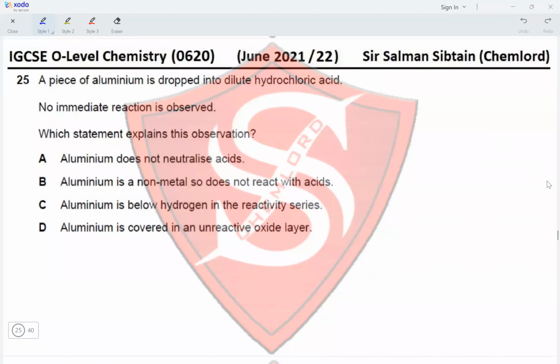Question 25. A piece of aluminum is dropped into dilute hydrochloric acid. No immediate reaction is observed. Which statement explains this observation? Aluminium does not neutralize acids. This does not explain why there is no immediate reaction observed.